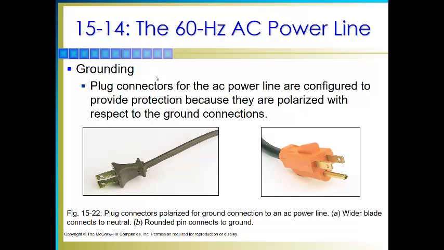So here you will see some different types of connections. If you look at the appliances at your house, some of them will have this type of connector. This white one is the one that is connected to neutral, and the other one is this kind right here, where the round pin is the one that's connected to ground.